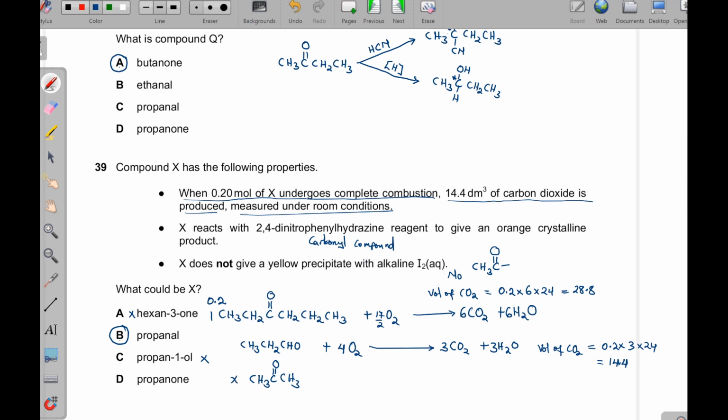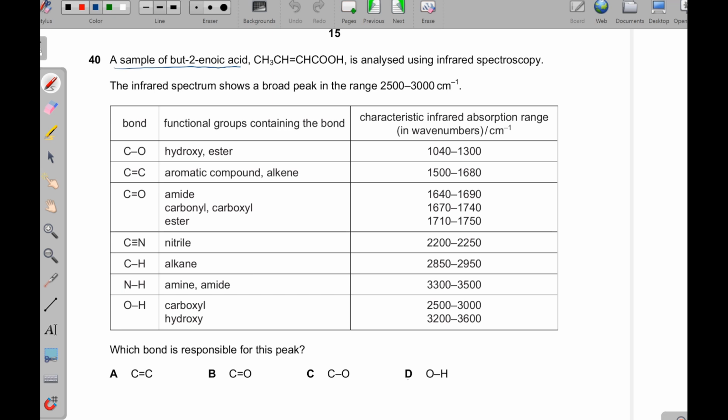Question 40. A sample of butenoic acid, this one here, is analyzed using infrared spectroscopy. They are saying the infrared spectrum shows a broad peak in the range 2500 to 3000 per centimeter. So look for it, it is here. They are asking which bond is responsible for this peak. Just come here. The bond is the OH, so that is the OH here, and that is the answer.